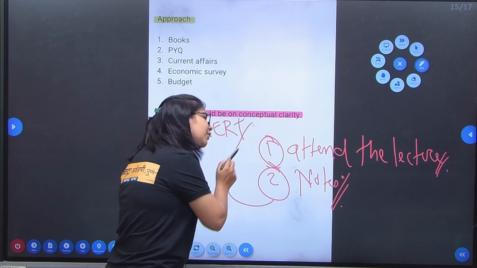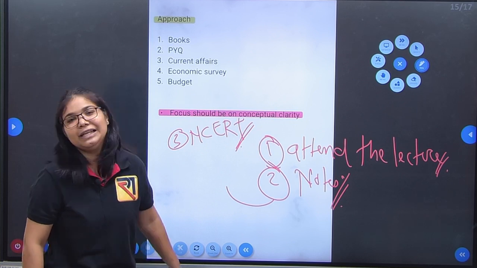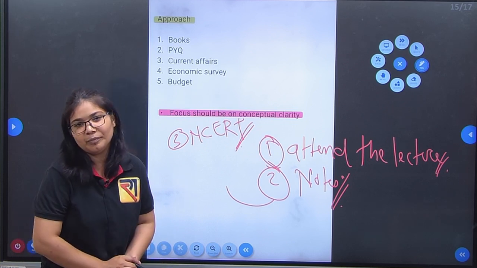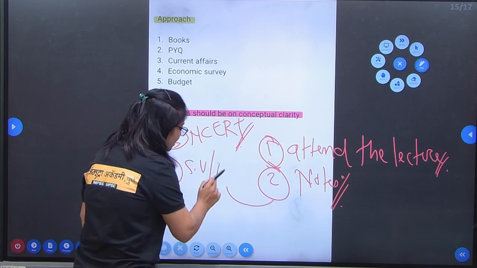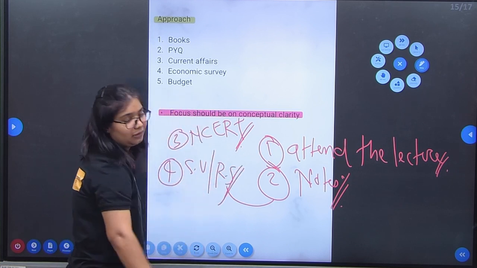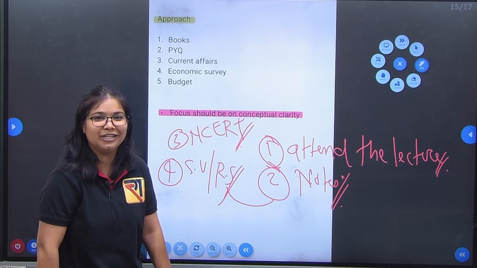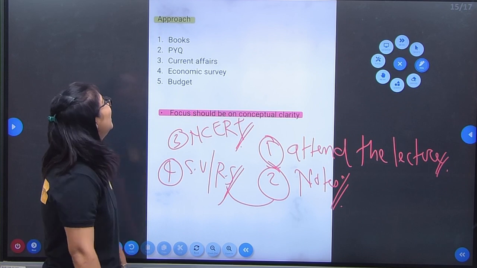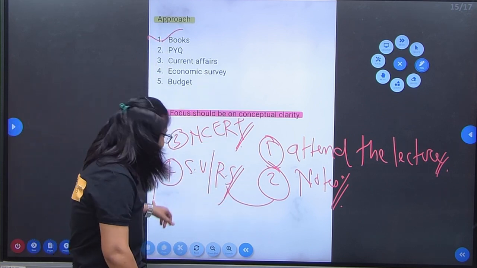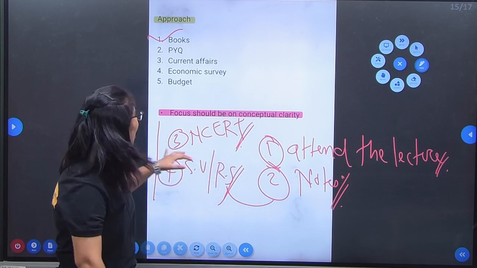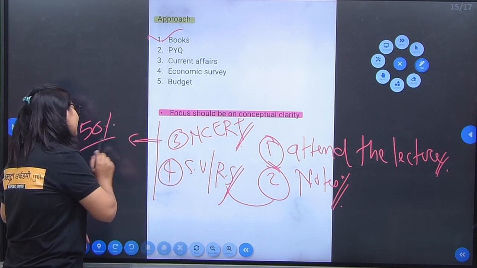Read that particular topic from NCERT, and if concepts are not clear or you want some extra information, go to any book, Sanjeev Verma or Ramesh Singh, whichever you like. Okay, till now it is clear to you. So half of the part is done, 50% work is done right now.